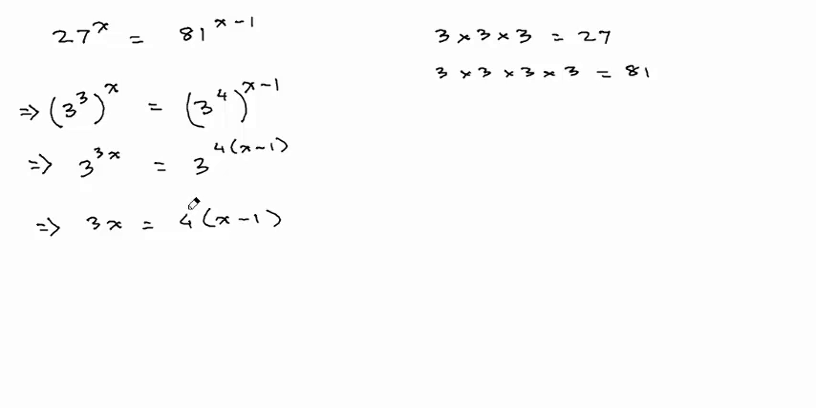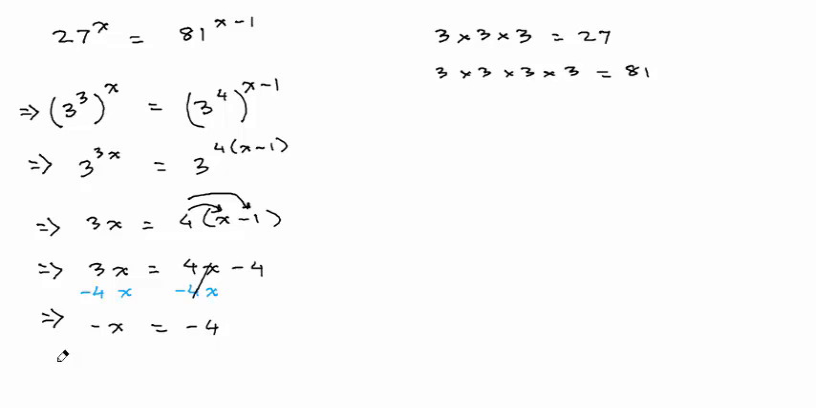Distribute the 4 on the x and on the negative 1. So we get 3x is equal to 4x minus 4, which means bring the 4x on the other side. So that's essentially subtracting 4x from both sides. So we have 3x minus 4x, which is a negative x, is equal to, these two cross off, that was the whole idea, is equal to negative 4. And that means if you divide both sides with negative 1, you get x is equal to 4.